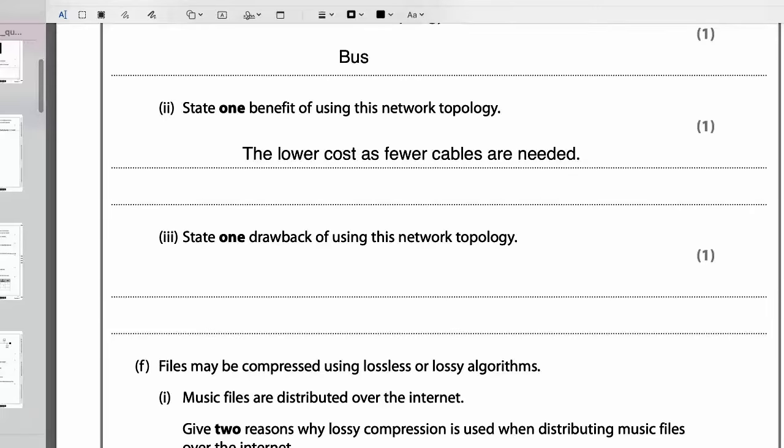3. State one drawback of using this network topology. Well, when data is sent down the line, every other workstation can see the data. So a drawback is every workstation can see the data.